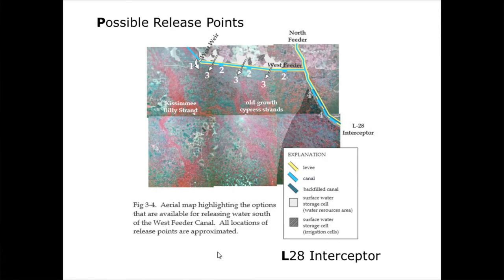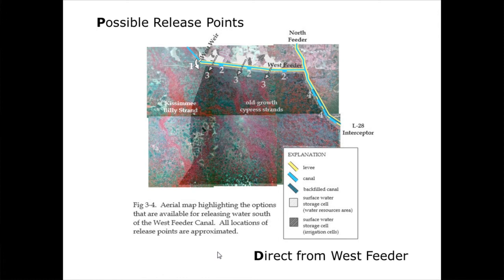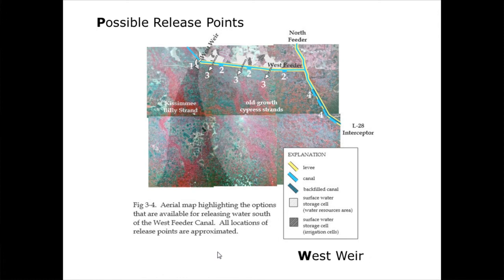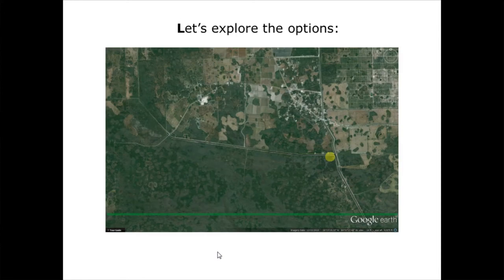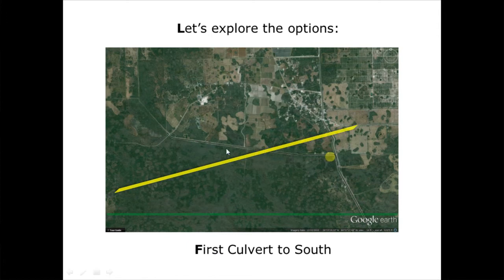We've discussed this in previous slides. Releasing it across the L28 interceptor, using the siphons, sending directly south from the west feeder, possibly releasing it at the west weir. Well, let's explore those options. That was why we went out in the field. And what we did was we just drove along the southern levee of the west feeder from east to west. And then we went down to Kissimmee Billy Strand. And then we went back and we drove along the north side. So that's kind of a fast forward.